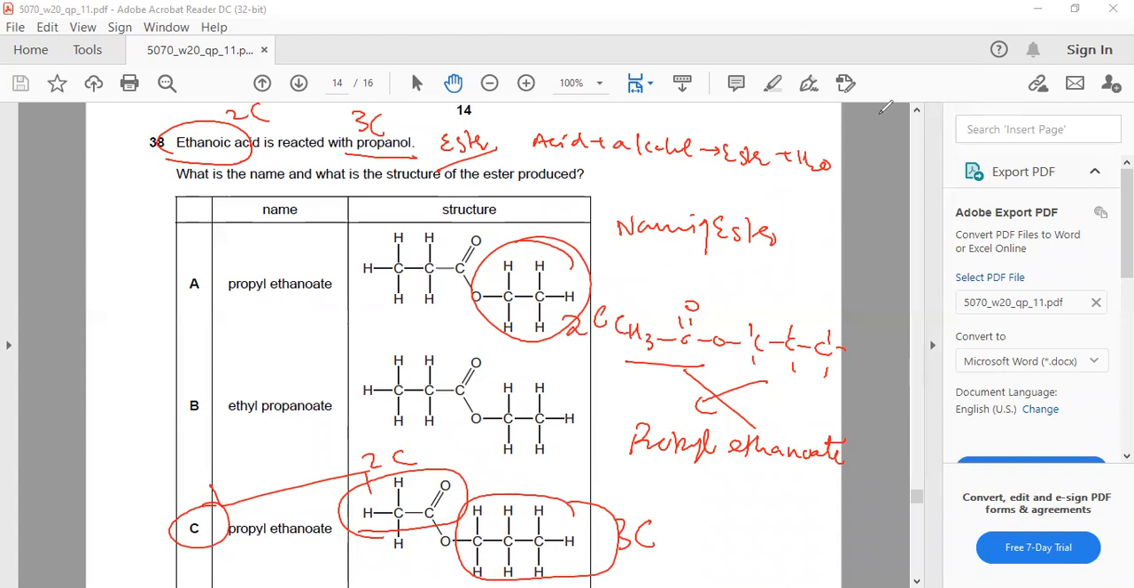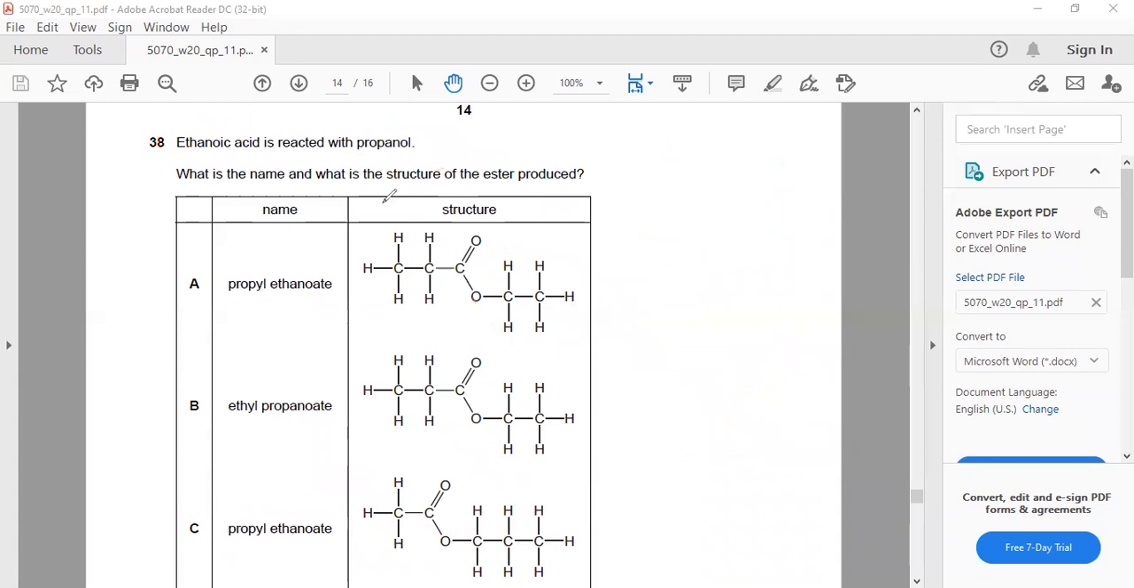If you have not understood, revise your ester naming. How could you do it very quickly? You must know that alcohol and acid react to form ester, and the alcohol is named first. So a 3 carbon alcohol is named as alkyl and the rest, the carboxylic acid name, is alkanoate. So this is wrong, ethyl. D is also ethyl, which is also wrong.